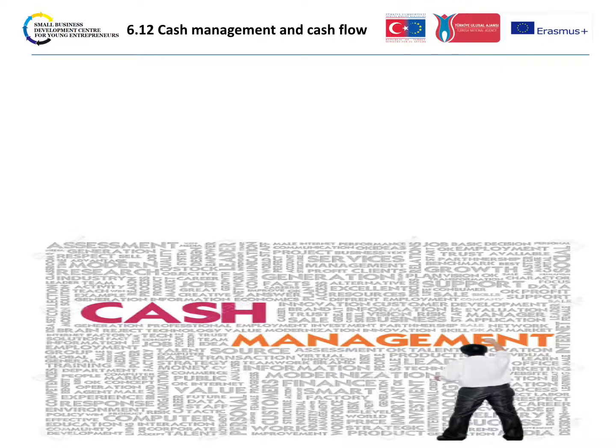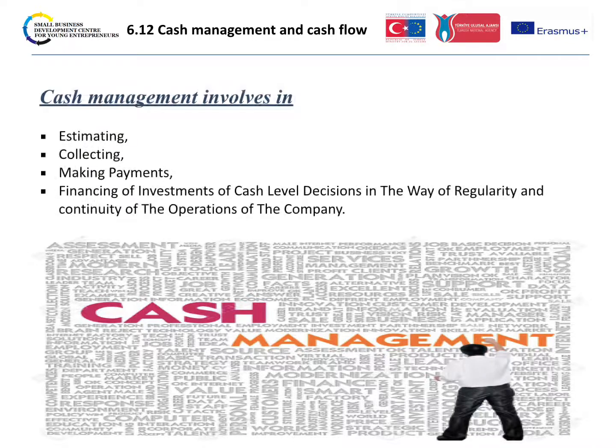6.12 Cash management and cash flow. Cash management involves estimating, collecting, making payments, and financing investments, and cash level decisions in the way of regularity and continuity of the operations of the company. The purpose of cash management is to determine the optimal cash level that should be kept by comparing the cost and the usefulness of the cash held.